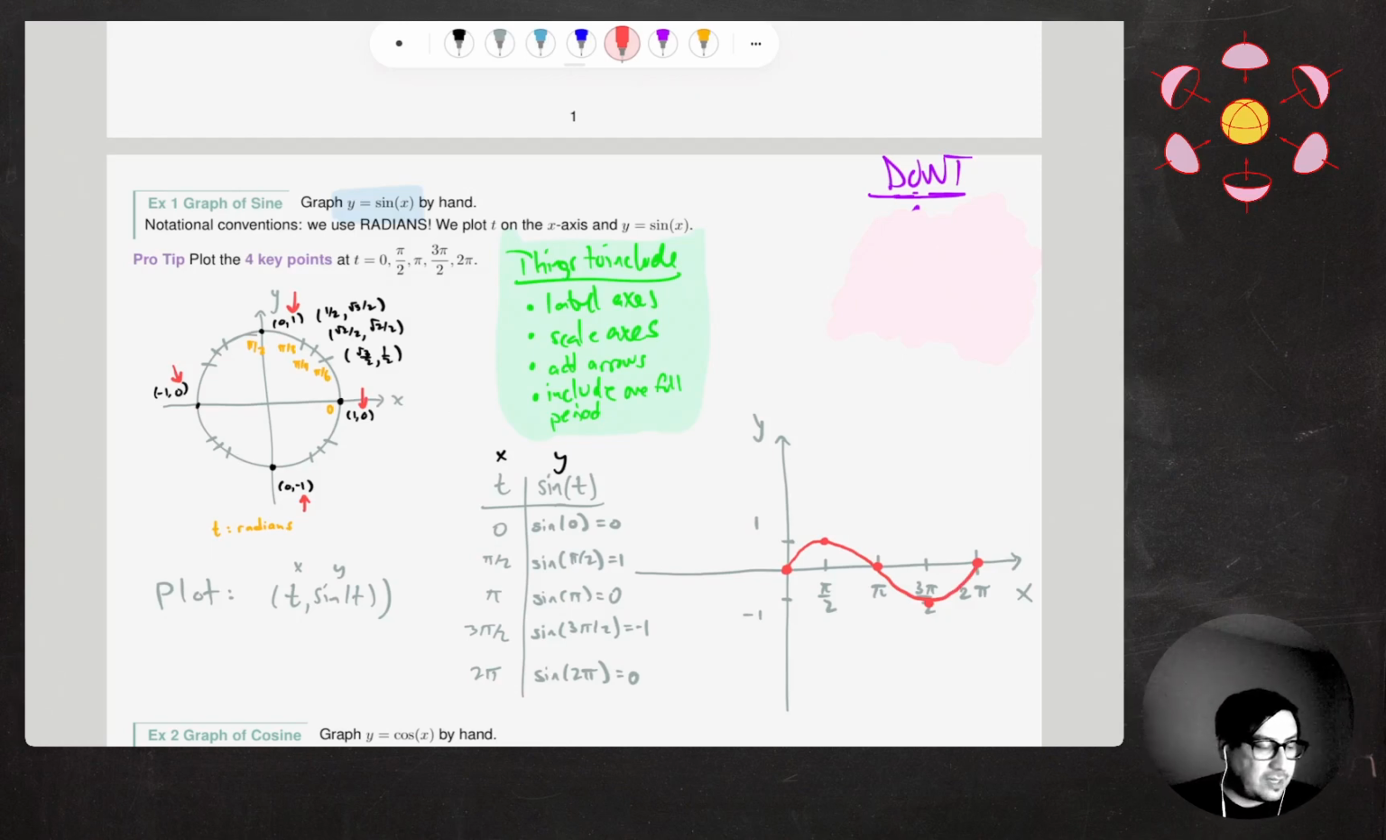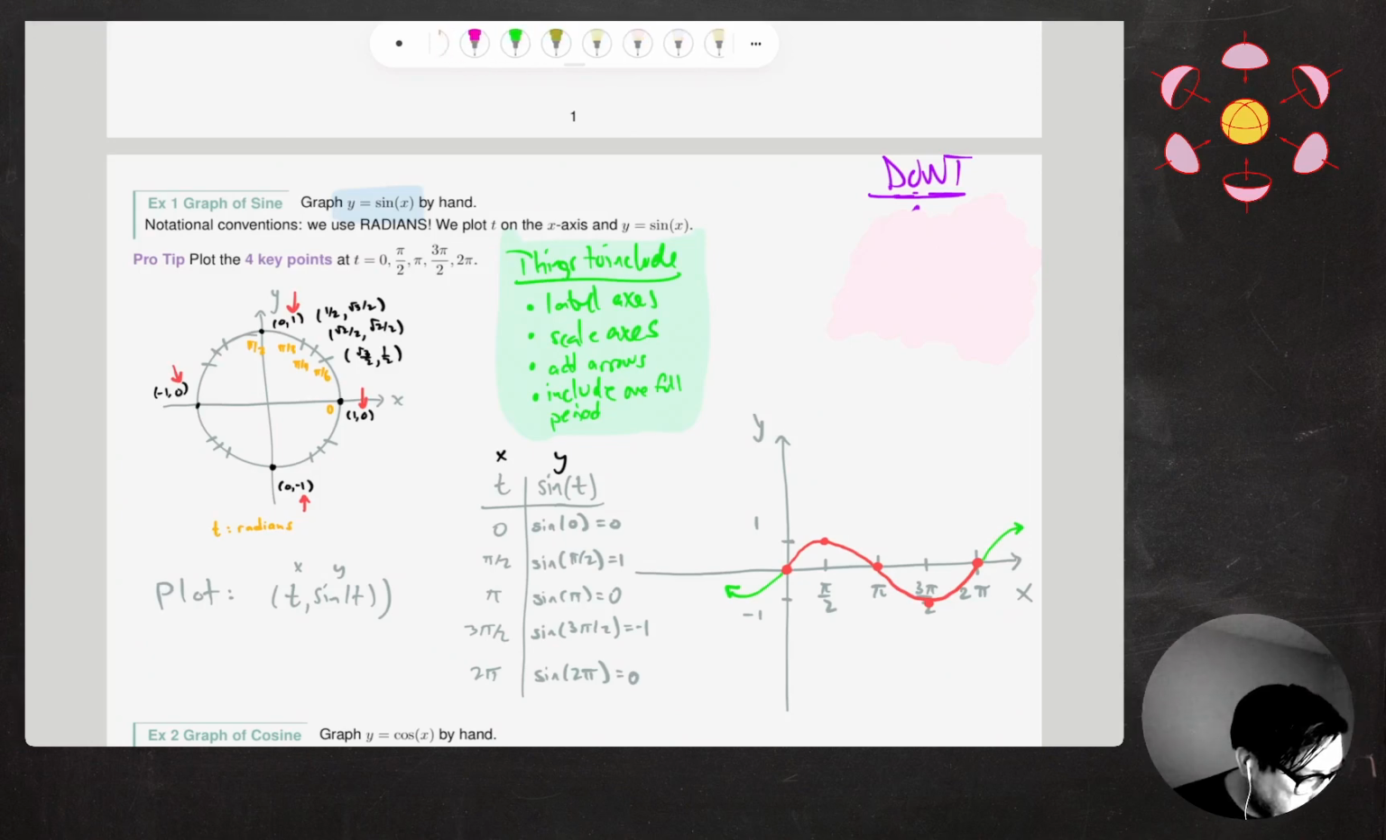Now, what's interesting is I just drew it from 0 to 2 pi. However, a big key point about sine is that it actually goes on forever, and it'll just keep repeating the shape. Not everybody follows this convention, but I always like to draw it as a curve with arrows. So let me draw arrows.